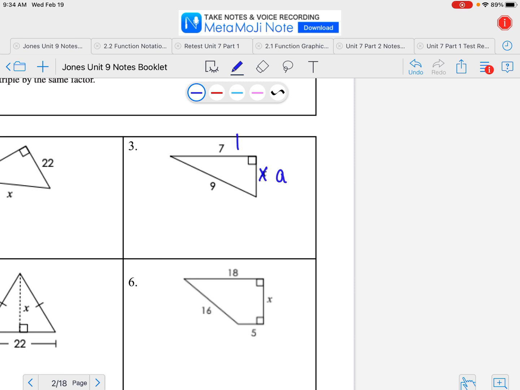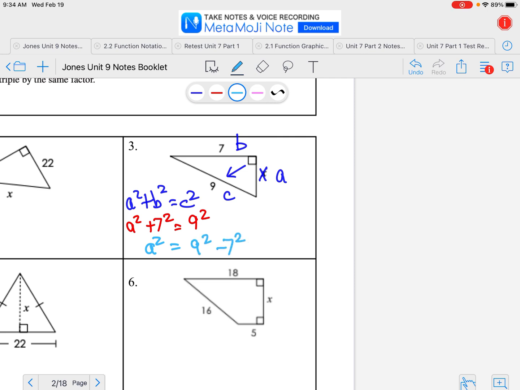So if you'll skip to number 3, the difference here is that my X, the missing piece, is one of the sides. I'm going to call it A. I know the hypotenuse. So if I do A squared plus B squared equals C squared, I have A squared plus 7 squared equals 9 squared. So to solve for A squared, I have to subtract the 7 squared from both sides, and then to get just A, I need the square root of both sides. So A, this time it's going to be a weird number. It's like 5.6 repeating.